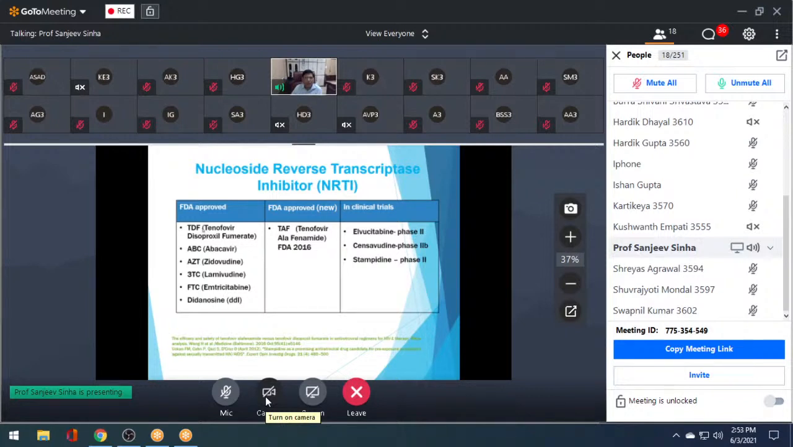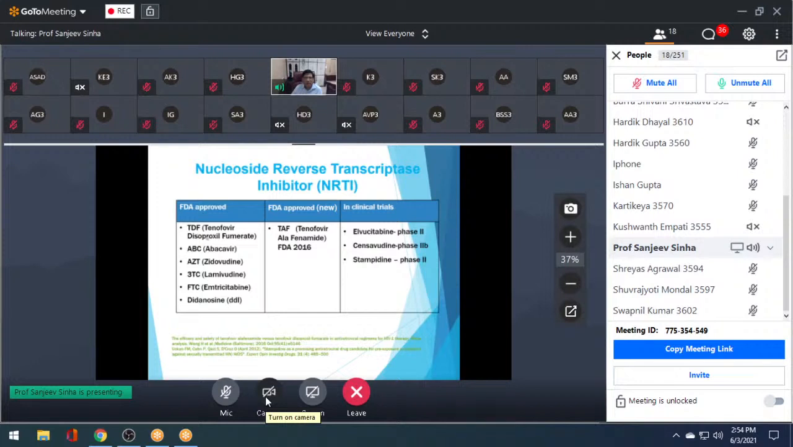So there are different kinds of drugs which are approved by both the FDA and the Indian government, NACO, and these are available under the national program. And you can see here some more drugs like tenofovir alafenamide, and this is a kind of better drug. It's a substitute for TDF, and it doesn't have any renal toxicity.